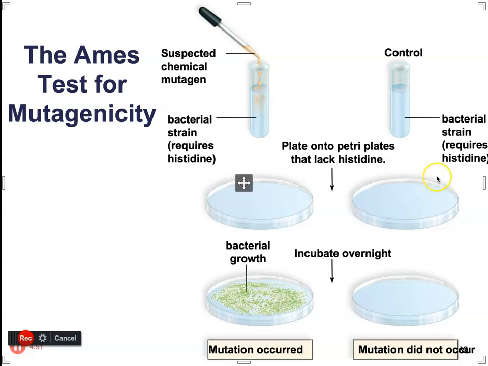If the suspected mutagen is able to mutate the bacteria DNA, so we expose them to that chemical mutagen, and if we then grow them on the petri dish that does not have histidine, if the bacteria are able to grow, if they have mutated to the point where they no longer need histidine to be provided for them, we can see that a mutation has happened. And so the material that we're using does have mutagenic properties.